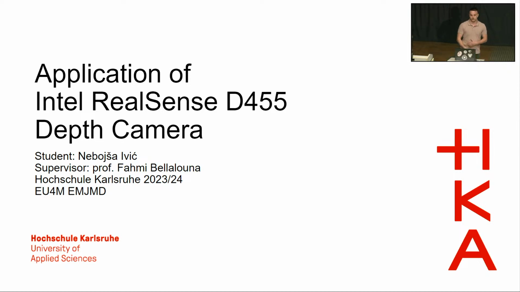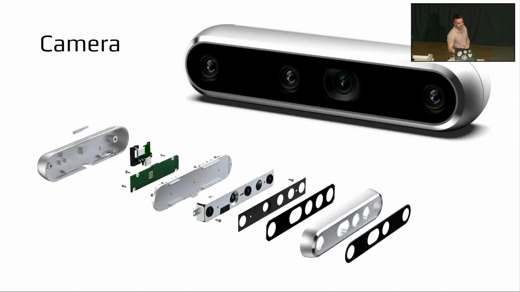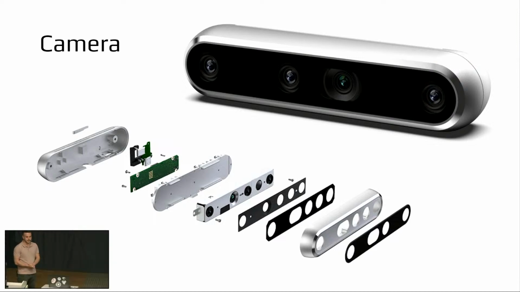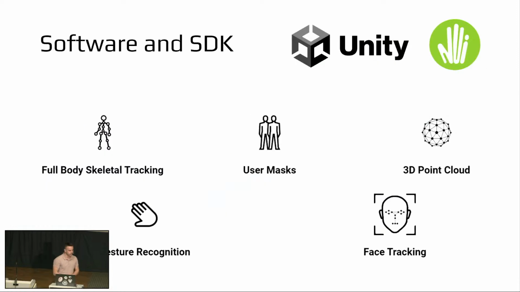So the goal of the project was to experiment with the depth camera, Intel RealSense D455, in order to see what the features it has and the possibilities and real-world applications. So the camera itself consists of a left and right imager, infrared projector, and RGB sensor, yes.